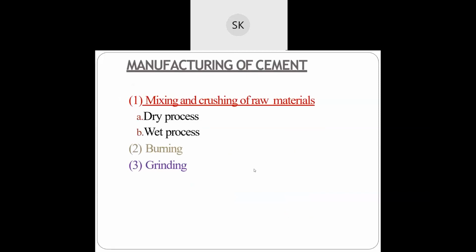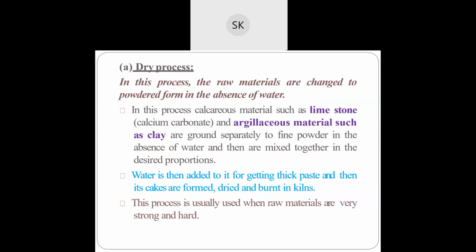Now in the manufacturing process, in mixing and crushing of raw material there are two ways, dry process and wet process. Then after mixing, what we do is burning, then grinding. Now what is the dry process? In this process the raw materials are changed to powdered form in the absence of water. So in dry mixing they don't use any water.